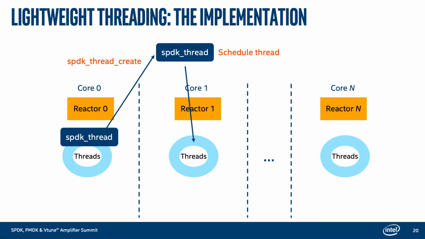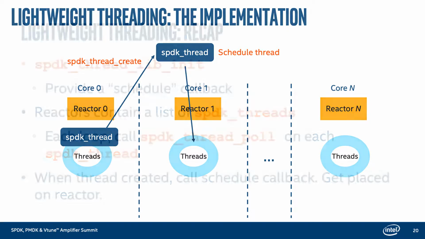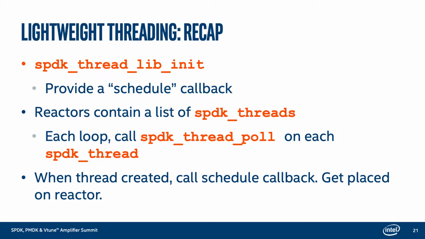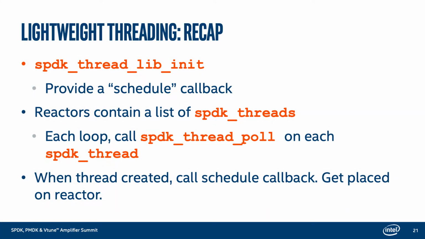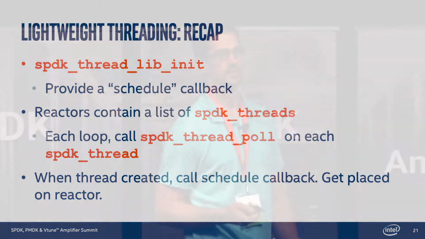So SPDK thread create calls your callback. You place it onto whatever your implementation is. The implementation shown here is the one in lib/event that SPDK will have, but it doesn't have to be. We dump it onto the list of threads in our reactor. Now, instead of a single thread in the reactor, we have a list. And it just sits there spinning, polling all the threads in the list.